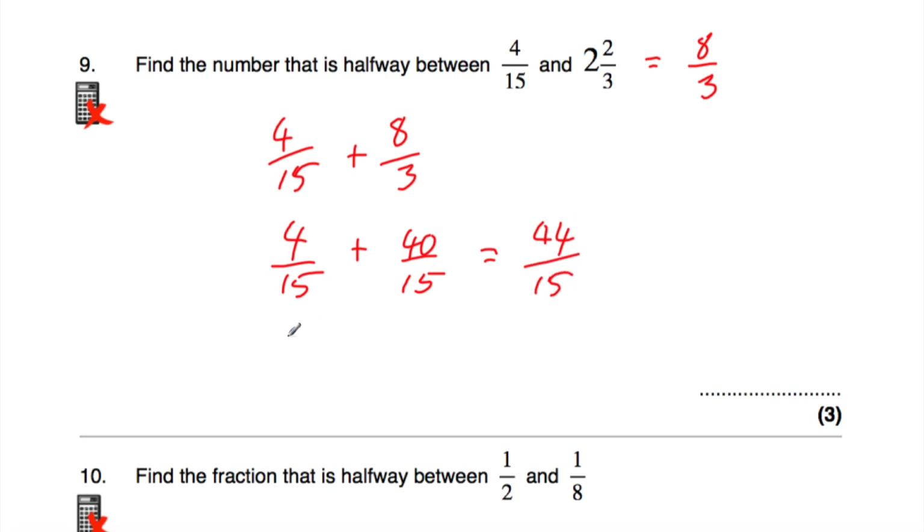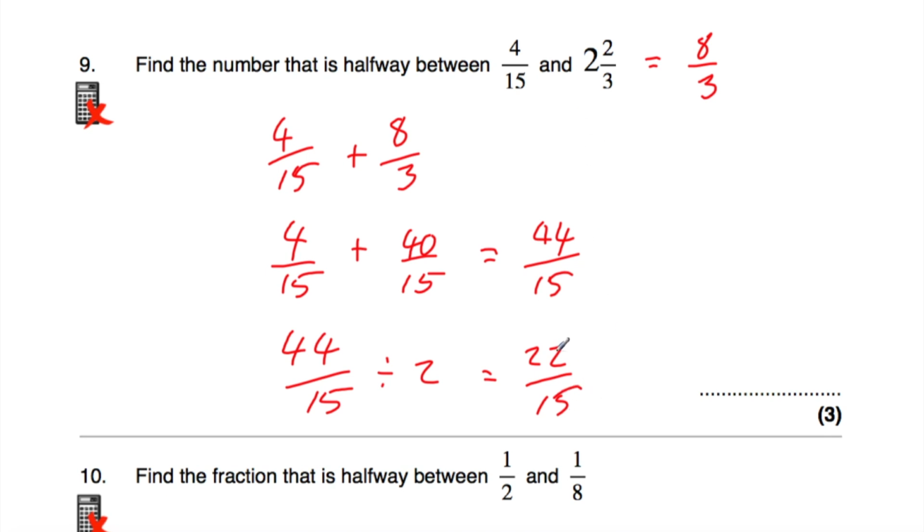Now we just need to divide by 2. 44/15 divided by 2. Well, half of 44/15 would be 22/15. So the answer would be 22/15. Now I'm going to change that into a mixed number just because in the question we were given a mixed number rather than a top-heavy fraction.